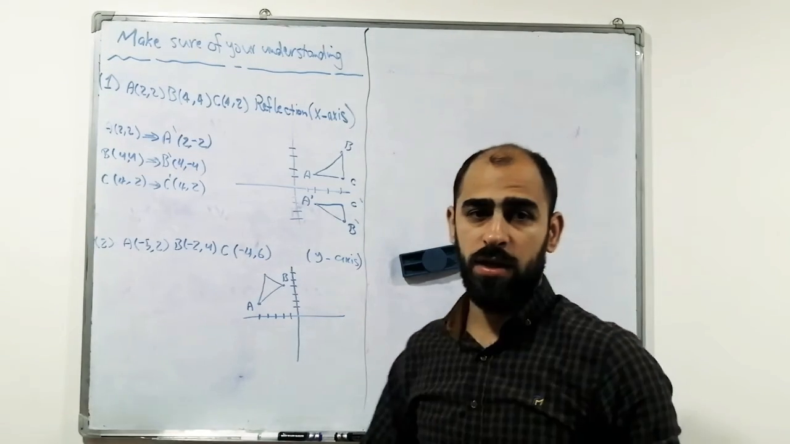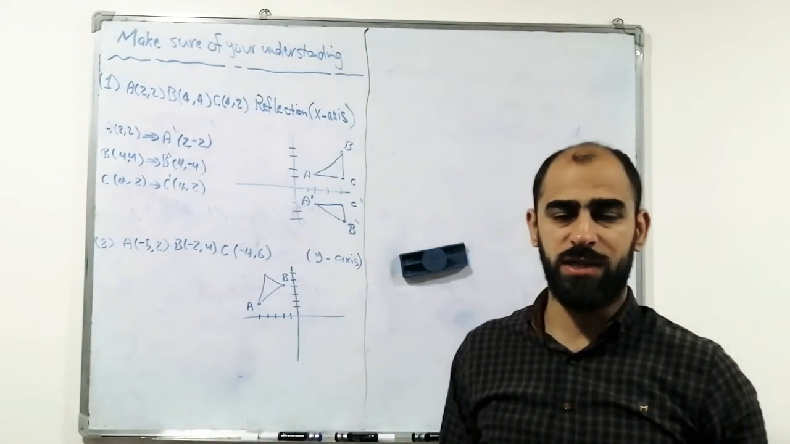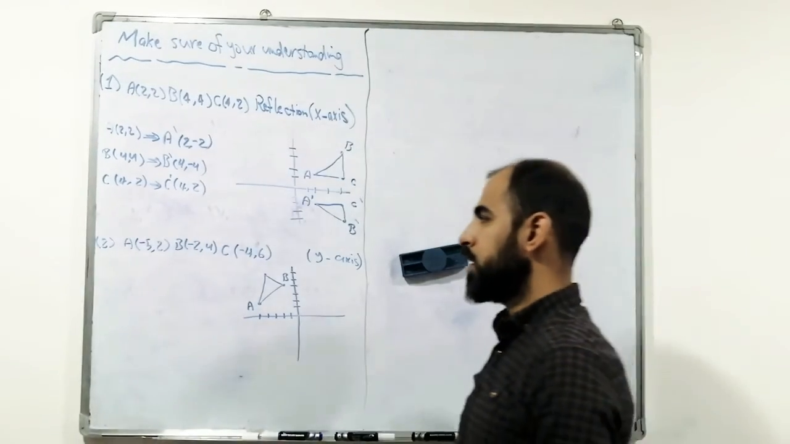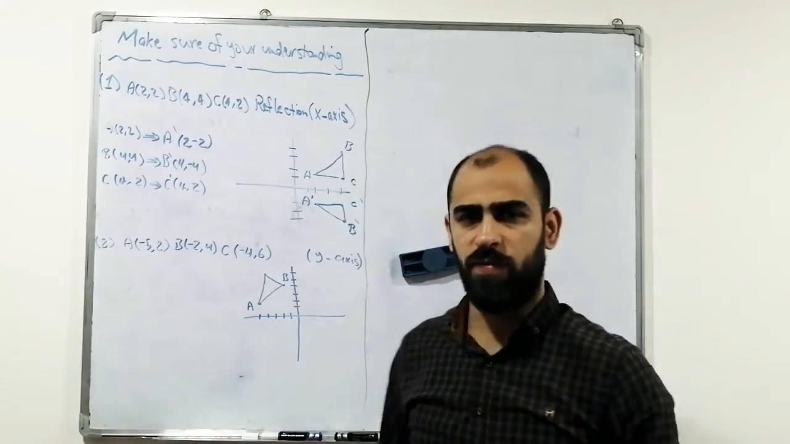Now to find its reflection with respect to y: when we find a reflection of any point with respect to y, that means we have to change the sign of x, the first part.